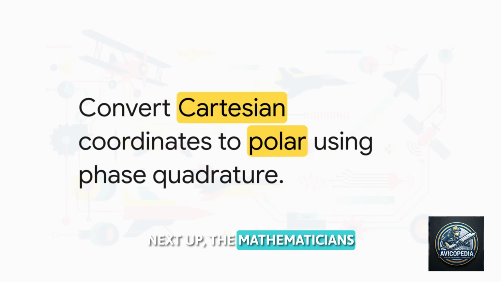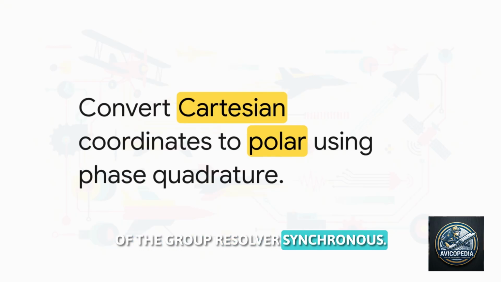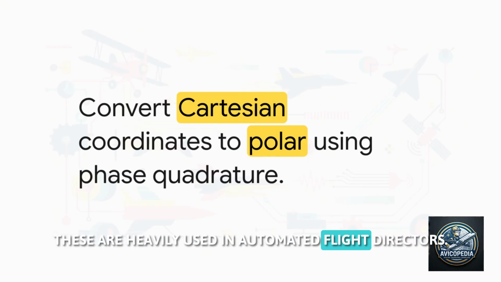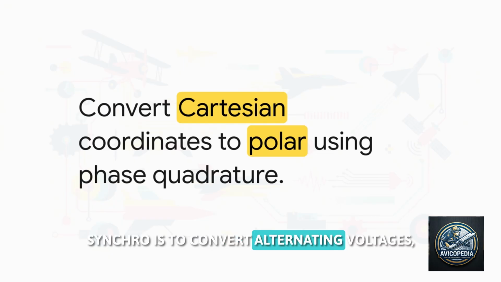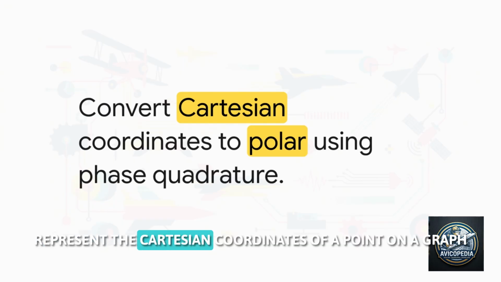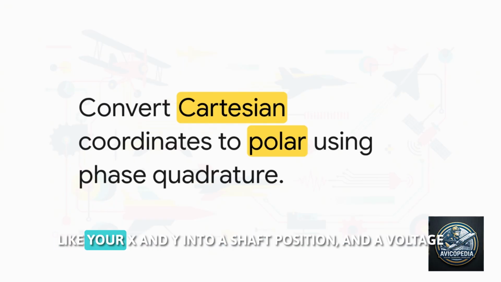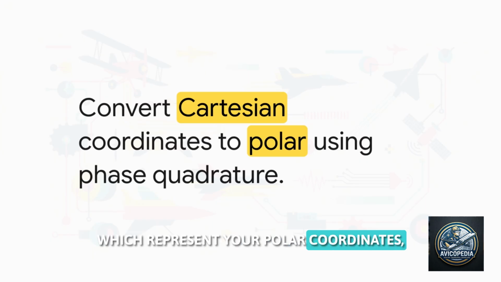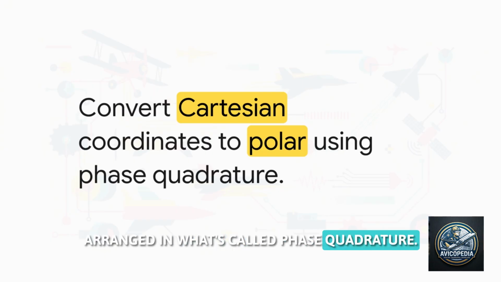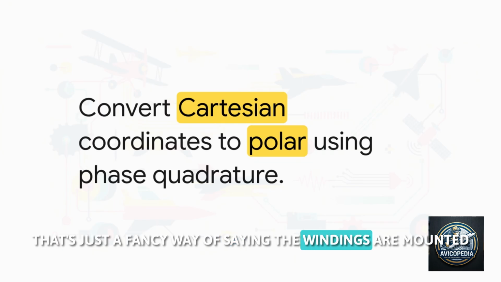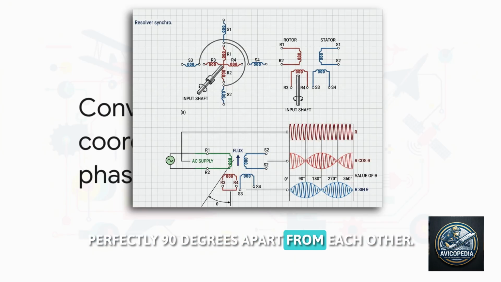Next up, the mathematicians of the group, resolver synchros. These are heavily used in automated flight directors. The entire function of a resolver synchro is to convert alternating voltages, which represent the Cartesian coordinates of a point on a graph, like your x and y, into a shaft position and a voltage, which represent your polar coordinates, so an angle and a distance. It pulls this off by using windings arranged in what's called phase quadrature. That's just a fancy way of saying the windings are mounted perfectly 90 degrees apart from each other.